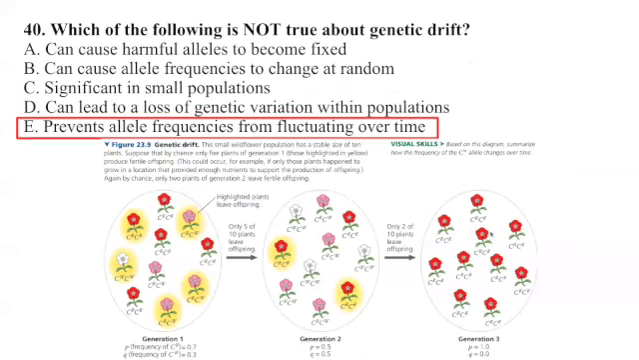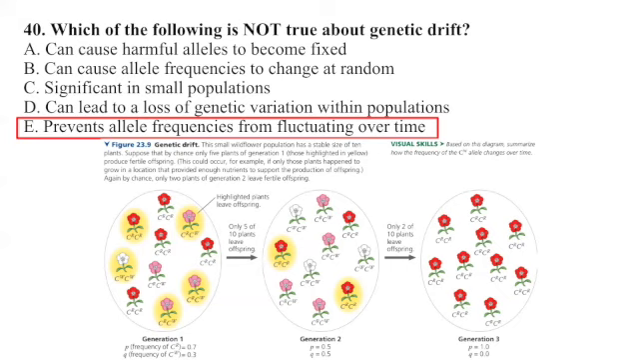40, which of the following is not true about genetic drift? So if you remember, genetic drift is one of the main factors that can cause allele frequency fluctuations in a population over time.